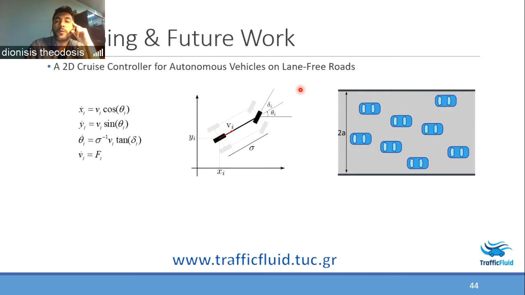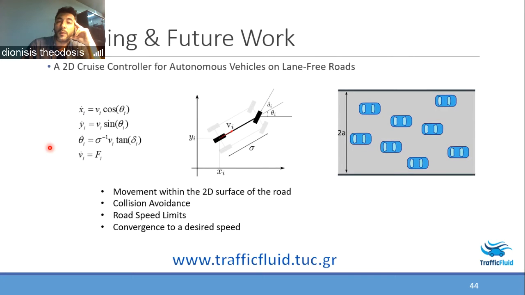We have been able to design cruise controllers for autonomous vehicles, which are based on a more complicated vehicle model inspired by the bicycle model, which is able to capture the movement on the two-dimensional surface of the road. It has the heading of the vehicle as well as the speed and acceleration. We were able to show that we can move in the two-dimensional surface without collisions and to respect the road speed limits and to converge to some desired speed. And this is only sensor-based.